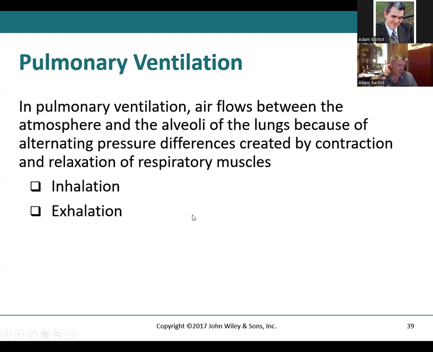In pulmonary ventilation, air flows between the atmosphere and the alveoli of the lungs because of alternating pressure differences, inhalation and exhalation. Inhalation, the pressure is less in our body and atmosphere flows in. Exhalation, the pressure is greater in our body than outside and atmosphere flows out.